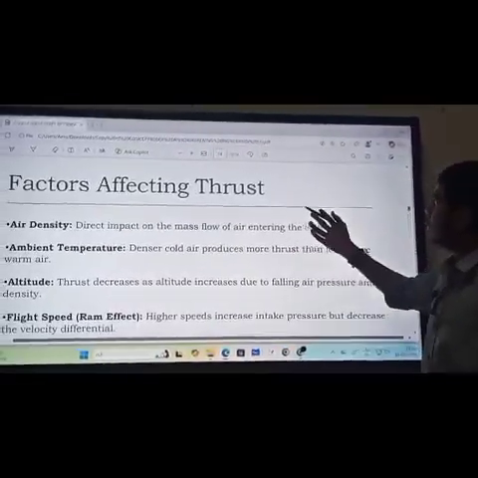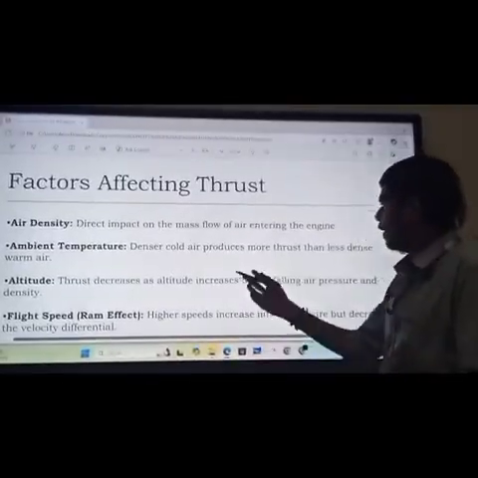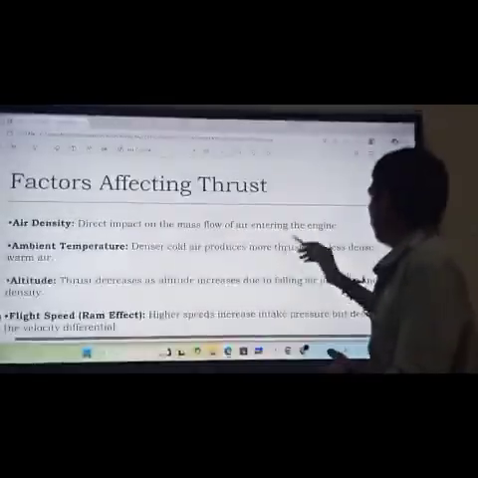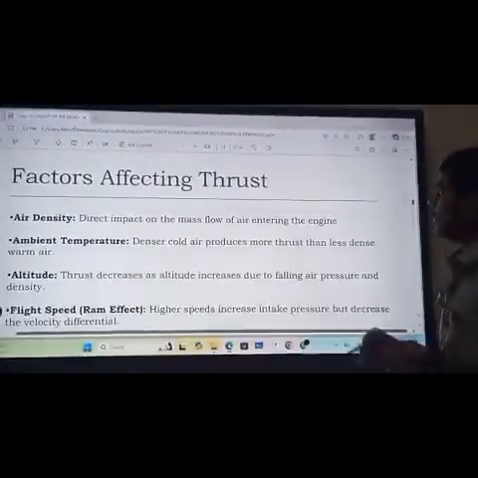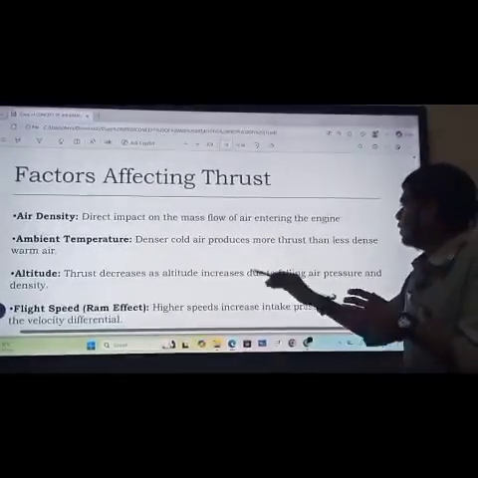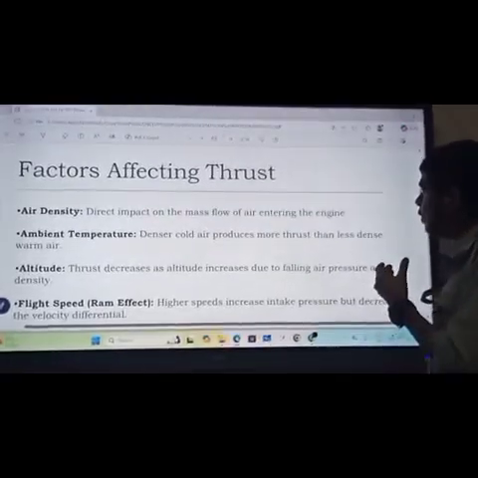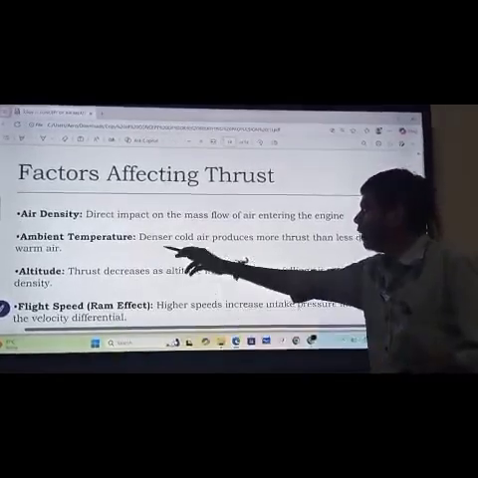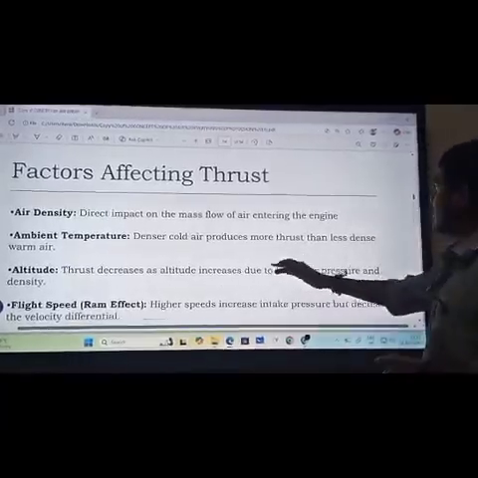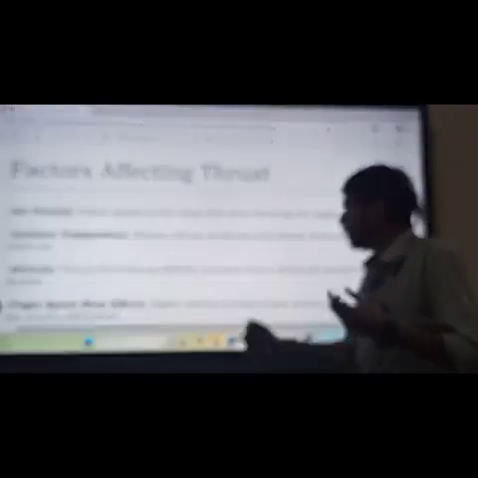The next slide covers factors affecting thrust: air density, ambient temperature, altitude, flight speed, and drag. Air density has a direct impact on the mass flow of air entering the engine. Ambient temperature: denser cold air produces more thrust than less dense warm air. Altitude: thrust decreases as altitude increases due to lower air pressure and density.